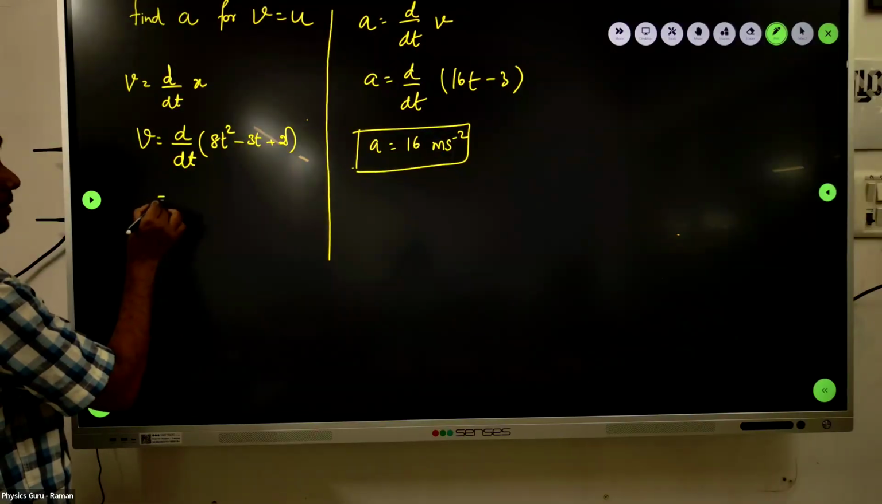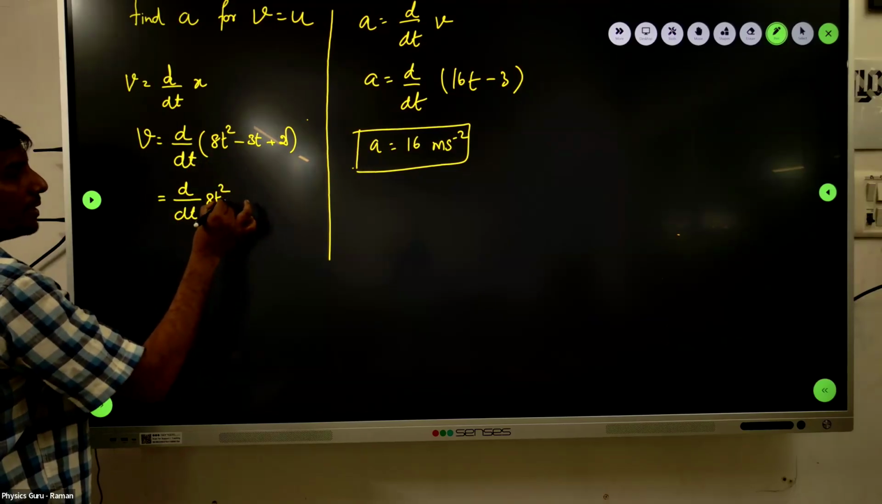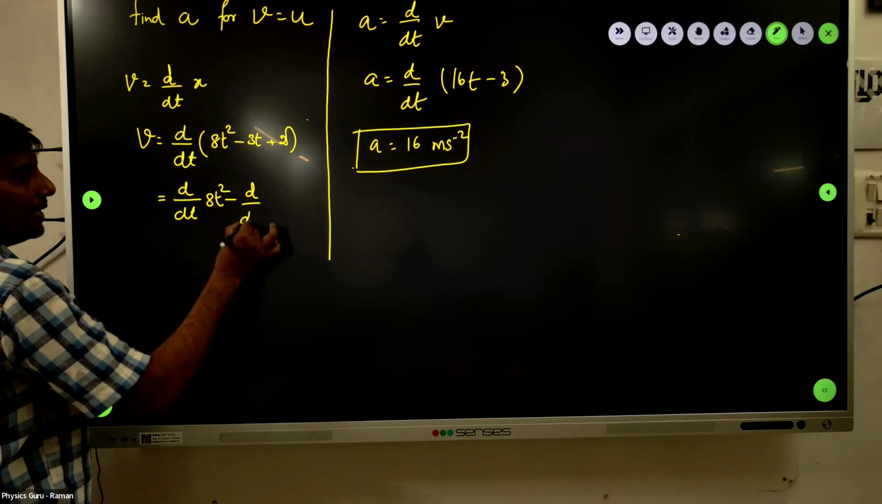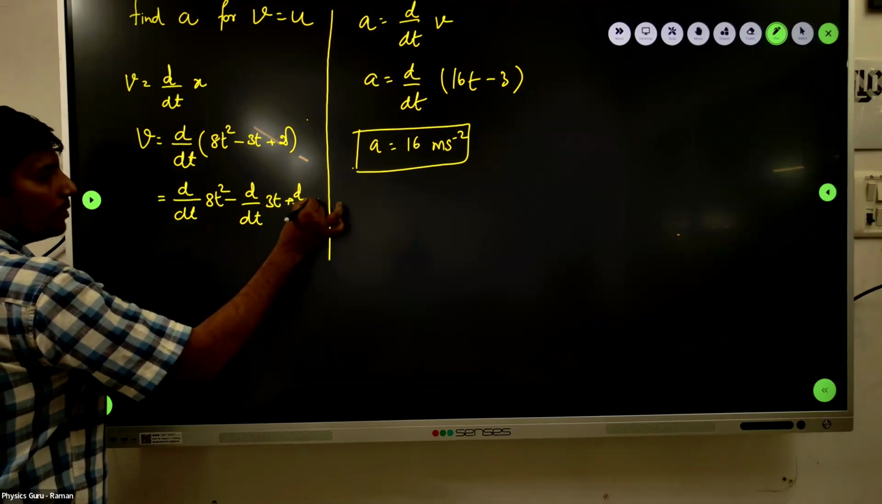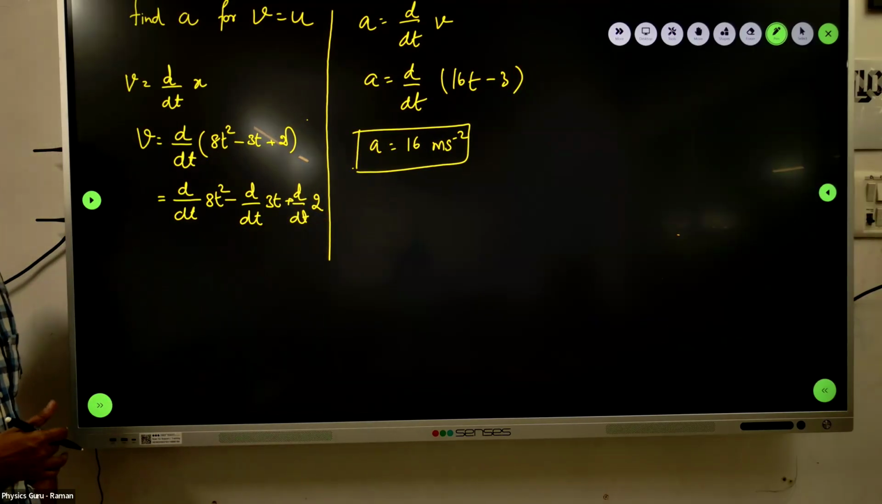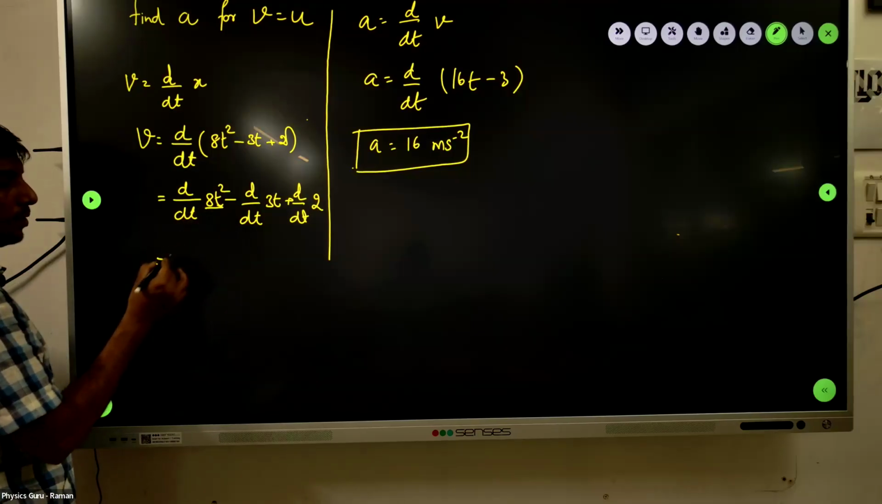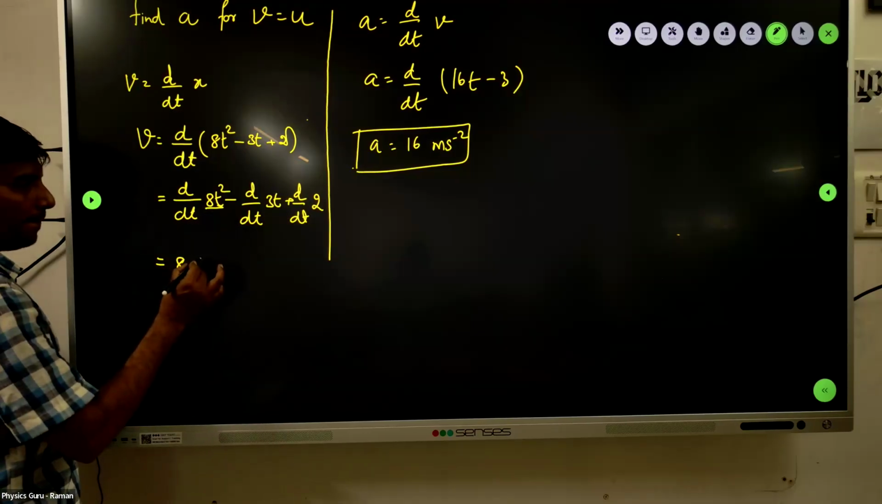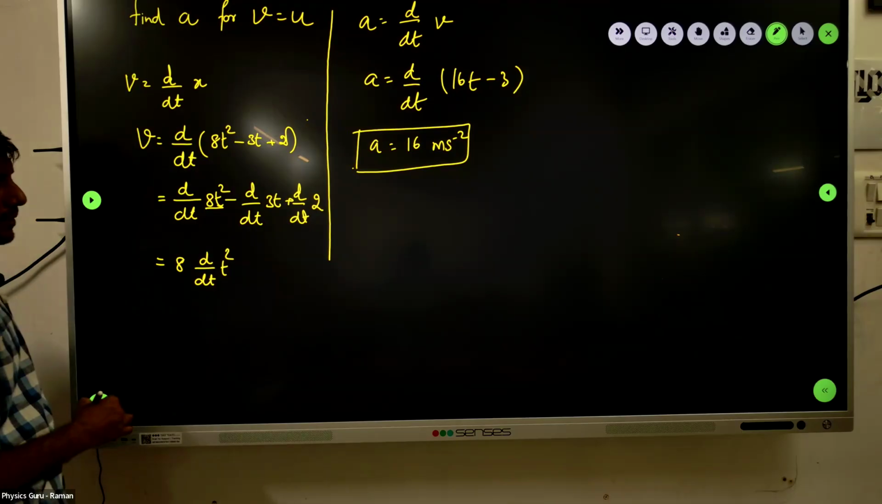So what do we do generally from this point? Can we take d by dt of 8t squared minus d by dt of 3t plus d by dt of 2? Have you done that? Yes, sir. And what is the next step we do? As a variable and a constant are together, so the variable should come outside. Fine, sir. d by dt of t squared, minus, come on, guide me. 3 into d by dt of t.